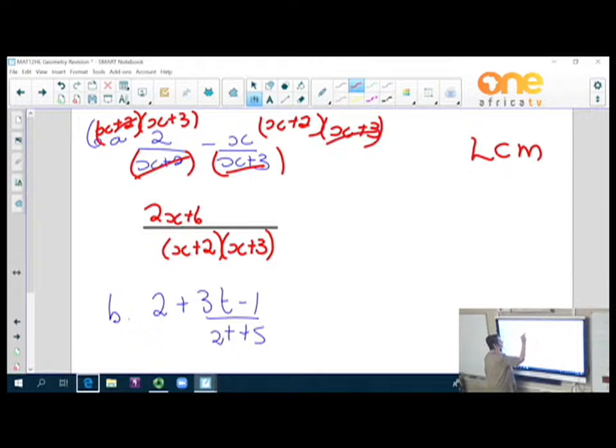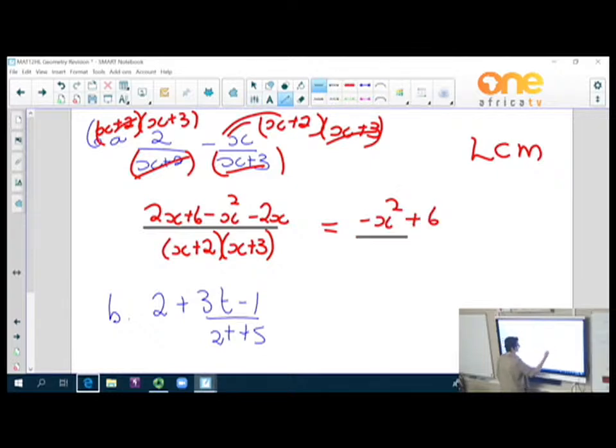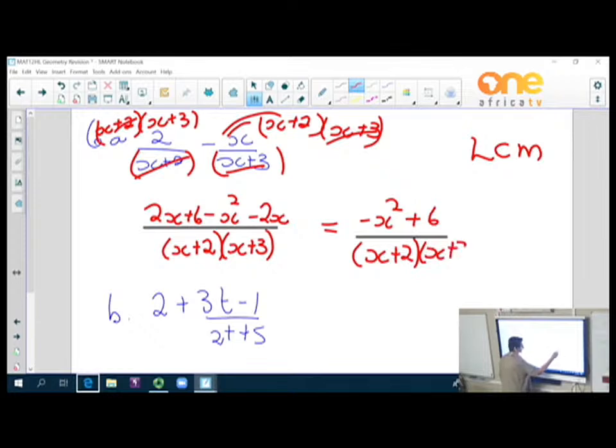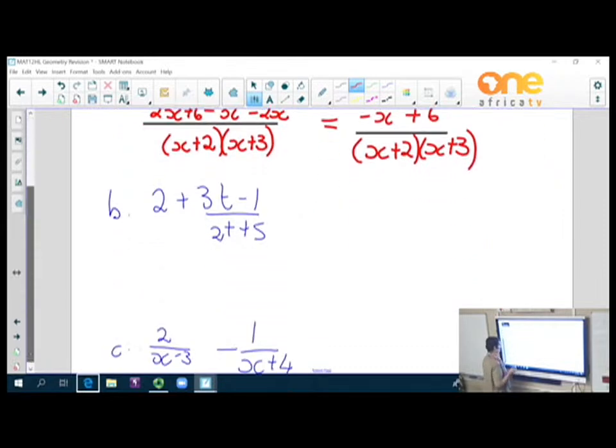This negative is for the whole one. So you'll need to multiply both of them with a negative x. That's why it's negative 2x here. Be careful, because this is where we get the mistake. And the answer is then negative x squared. This 2 will cancel out, plus 6 over, and my LCM is still (x plus 2)(x plus 3). Don't throw the LCM away. You need to keep that LCM. We need that LCM.